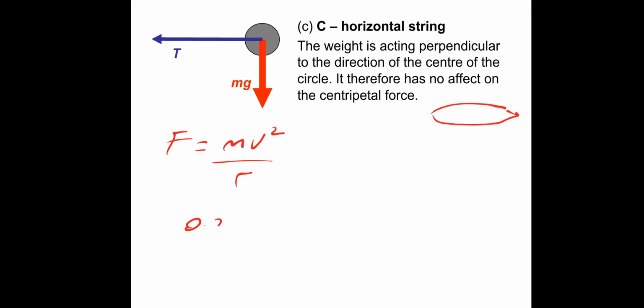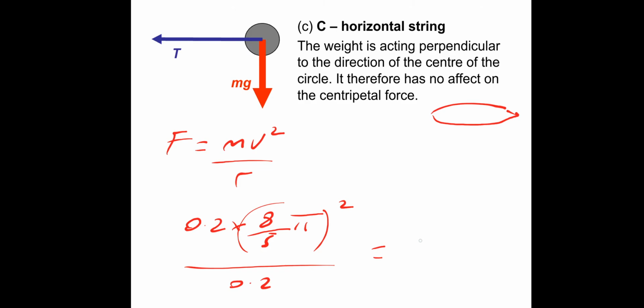So we've got 0.2 times v squared, so the 8/5 pi, make sure all that's squared, divided by the radius, which is 20 centimeters, so 0.2. Put that in your calculator, and you'll get a force of 25.3 newtons. And then what I've got is another example question. It's the same principle, so you can do some practice if you struggled with this. Let's move on.